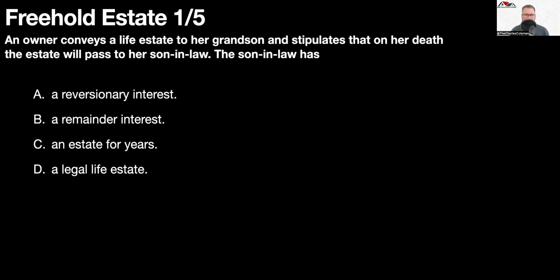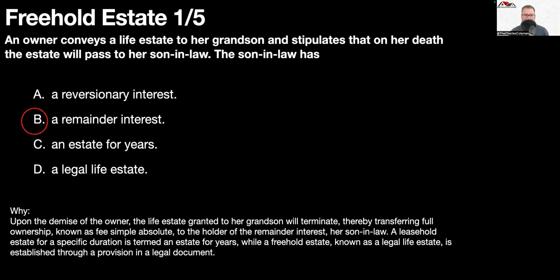So, question number 1: an owner conveys a life estate to her grandson and stipulates that on her death, the estate will pass to her son in law. The son in law has a remainder interest. Upon the demise of the owner, the life estate granted to her grandson will terminate, thereby transferring full ownership, known as fee simple absolute, to the holder of the remainder interest, her son in law.